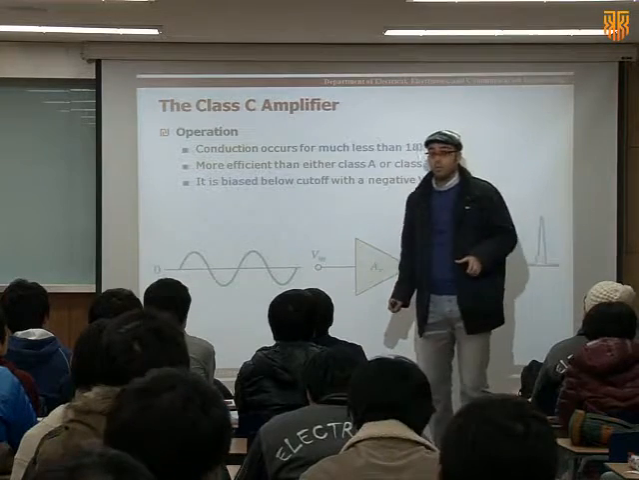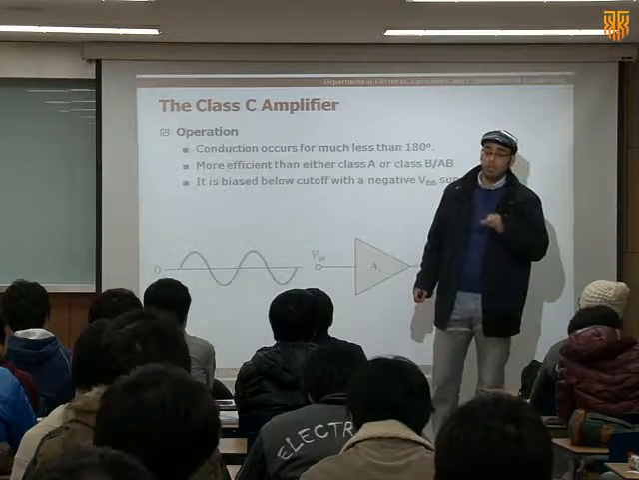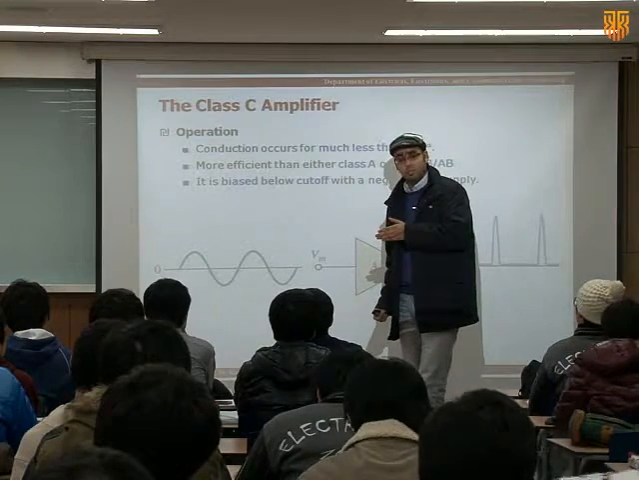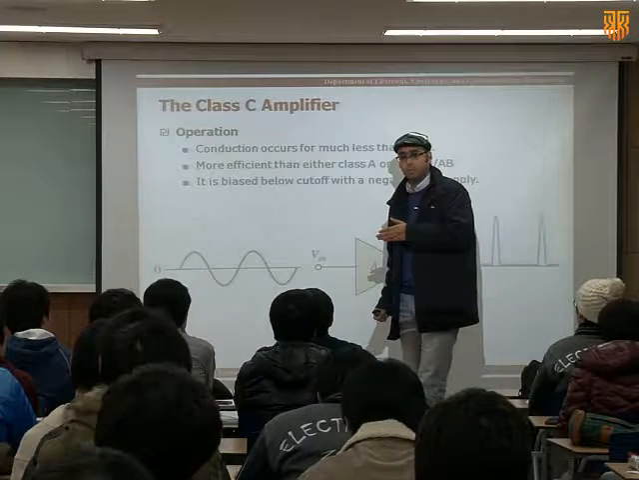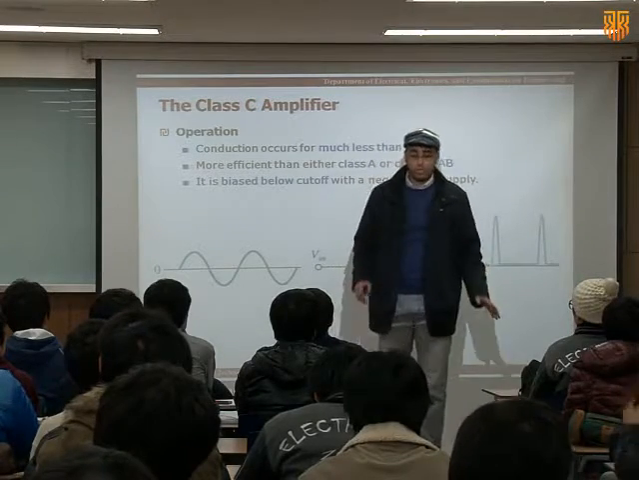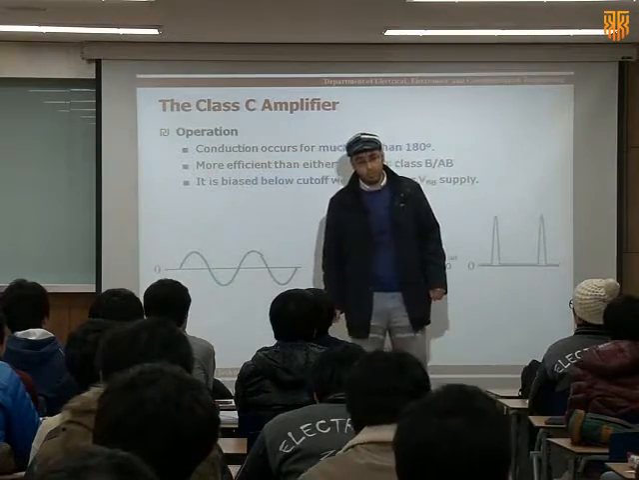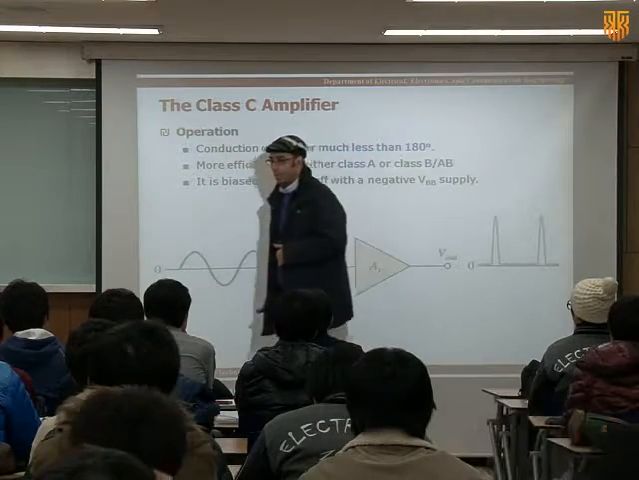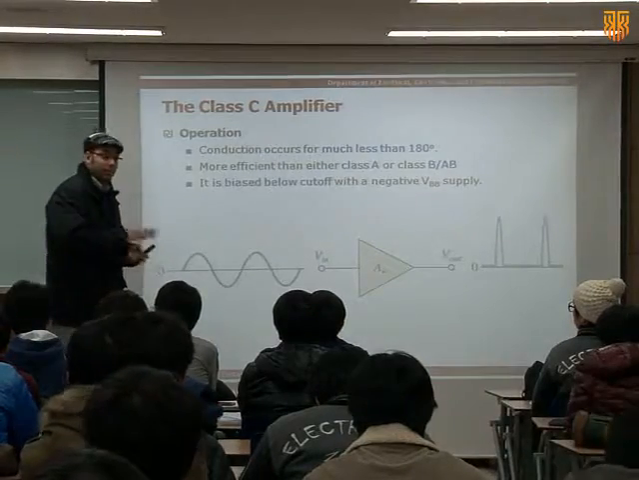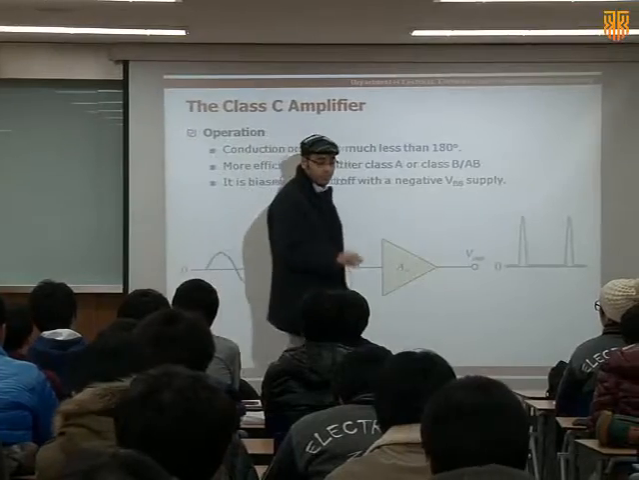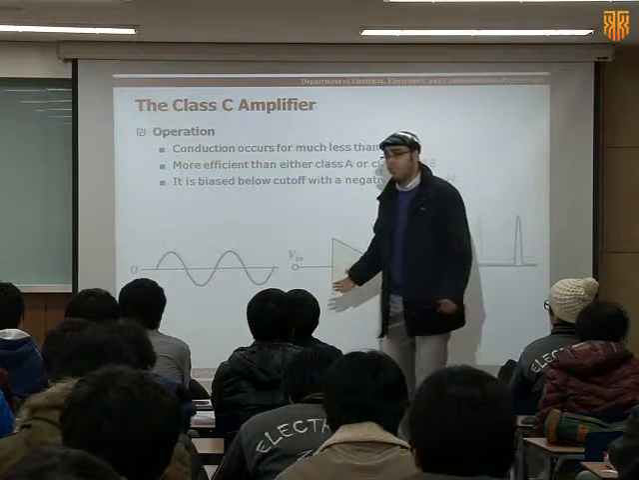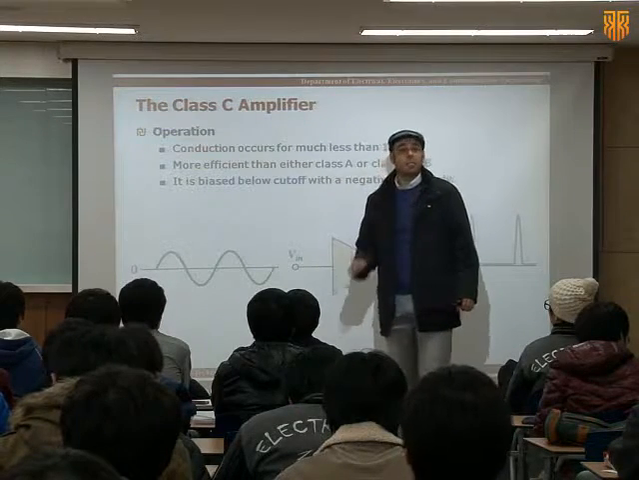And you remember, for class A and class B, if the input frequency equals 100, the output frequency equals? Okay, no problem. They have the same frequency. The input frequency and output frequency are exactly the same. In class C, we can change the frequency. Okay, we will see how. And the efficiency of this amplifier is about 100%.